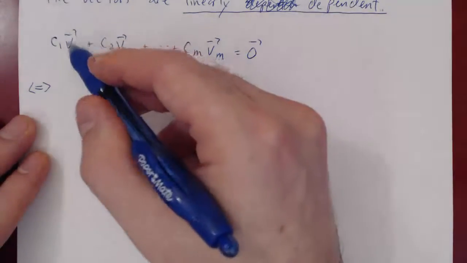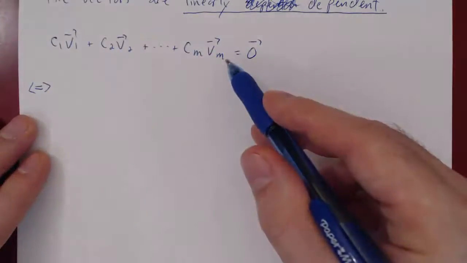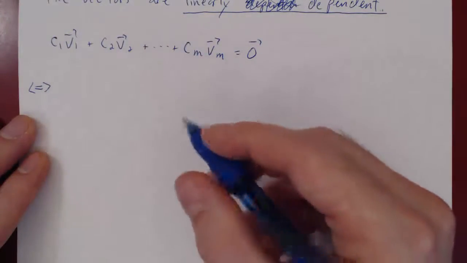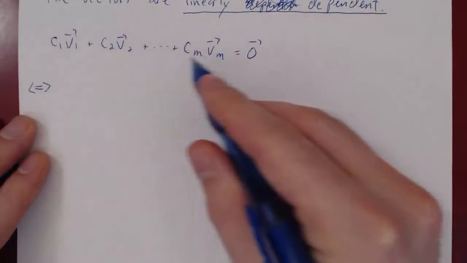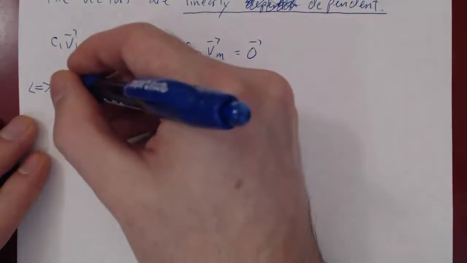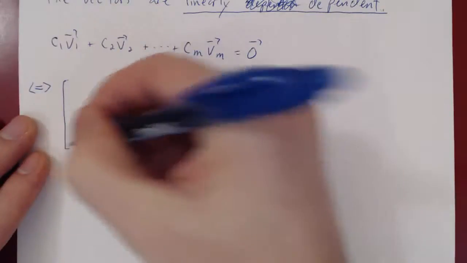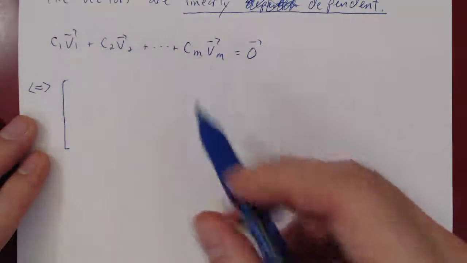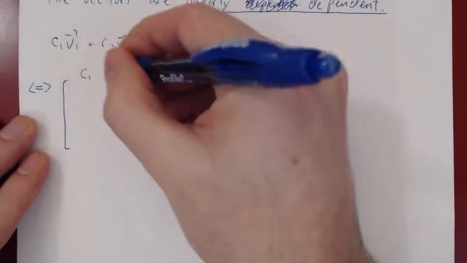Because we are given the vectors v1 through vm as fixed vectors. The variables are the m coefficients. And we know that solving this linear combination is equivalent to solving the linear system whose variables, well, again, we're trying to solve for the coefficients. So the coefficients are the variables.